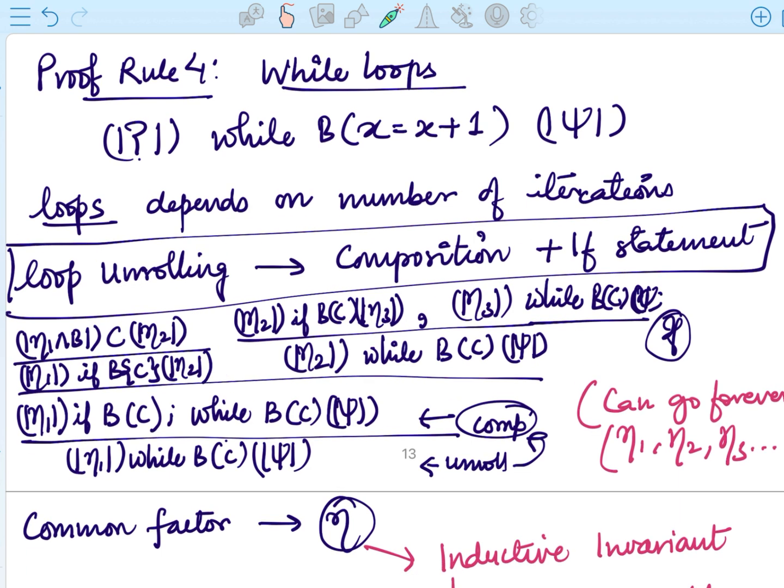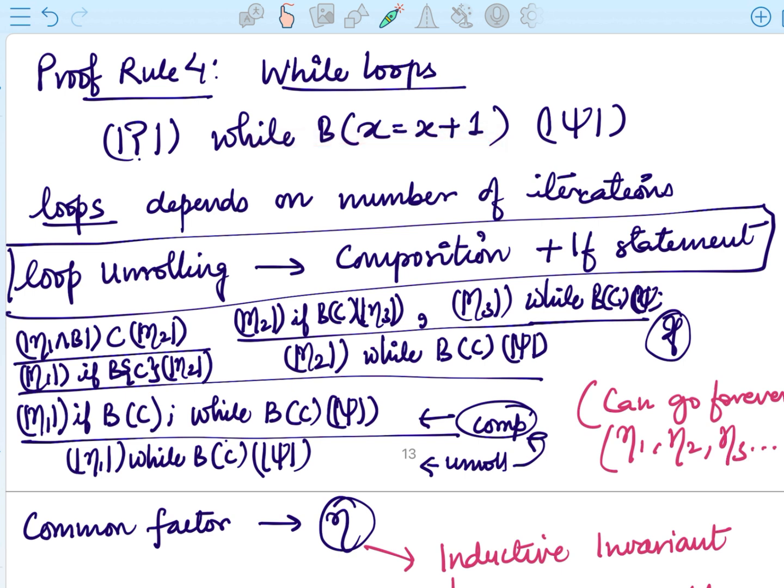Now we talk about the final and the most important one, which is called while loops. So here is the precondition, while. In the loop, there is a command that has to be executed. This is the branch. We haven't put anything in the branch yet. And phi is the post condition. Now, depending on the number of iterations, here we do not know how many iterations we will have, right? The question is, we are ready to unfold this, but we need to know how many iterations this loop will go on with.